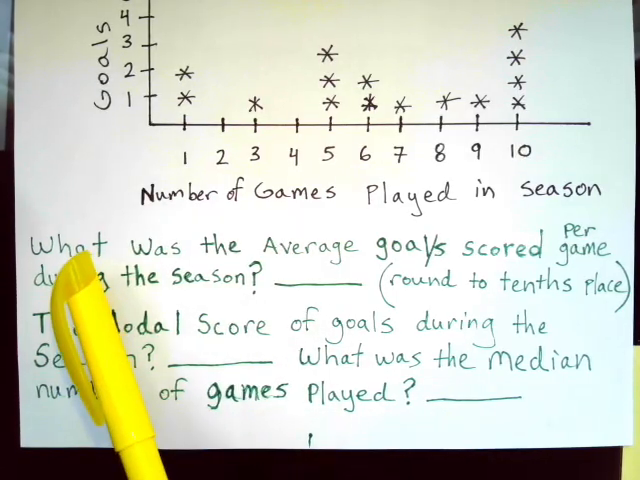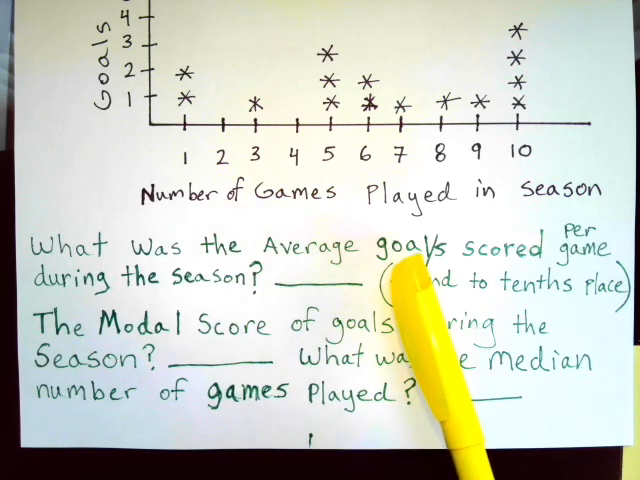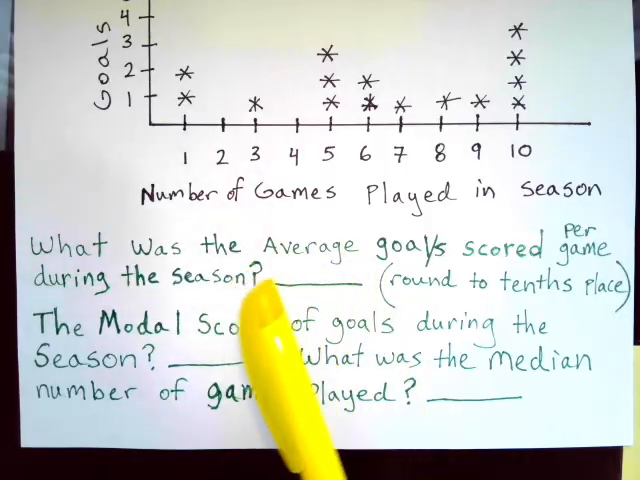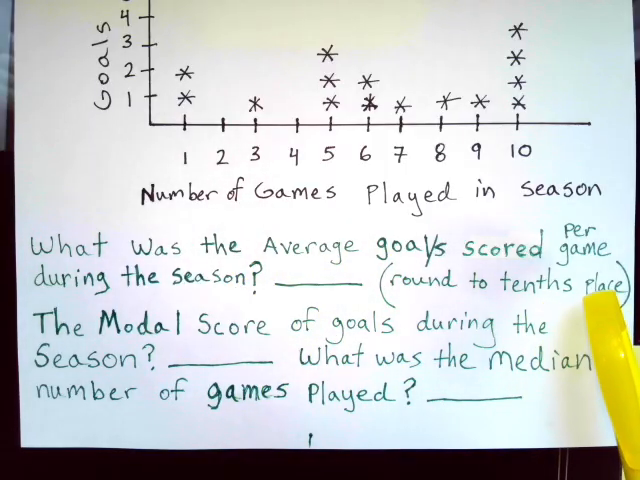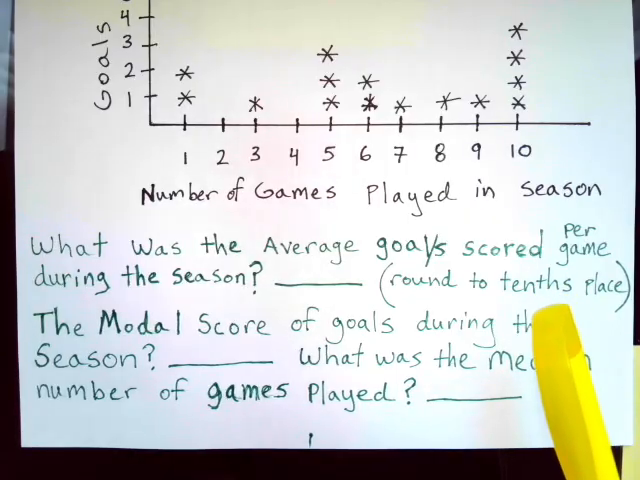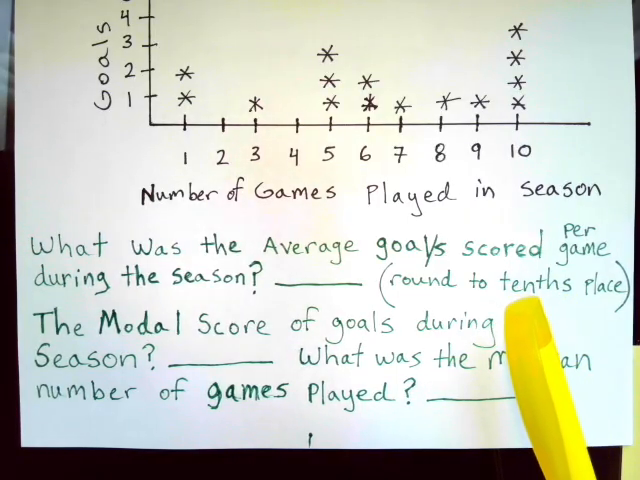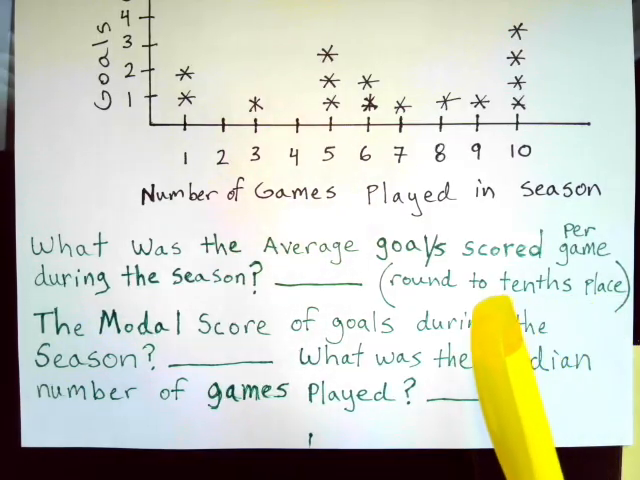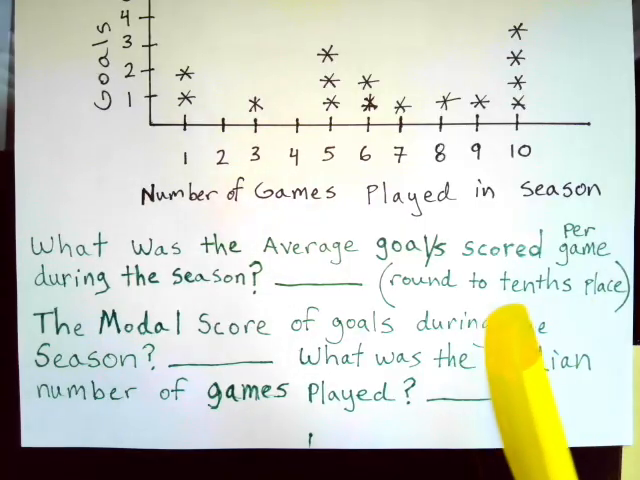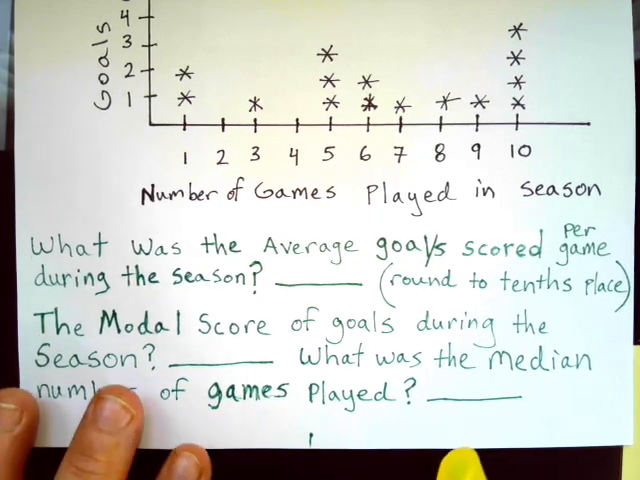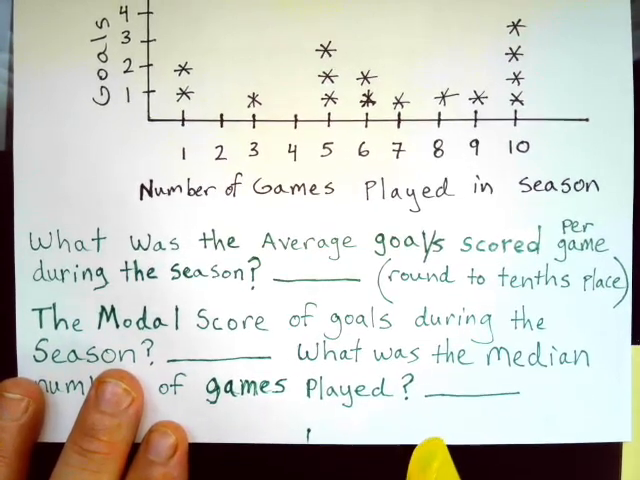All right. So, first one, what was the average goals scored per game during the season? Right? Put your answer here. Round to the tenth place. So, you're going to need to understand those tenth place values. Please check out my videos. I've already made a few videos on the different place values. I've also made videos on how to convert fractions into decimals. I go over the tenth place there. They will be extremely helpful if you do not know that information already.